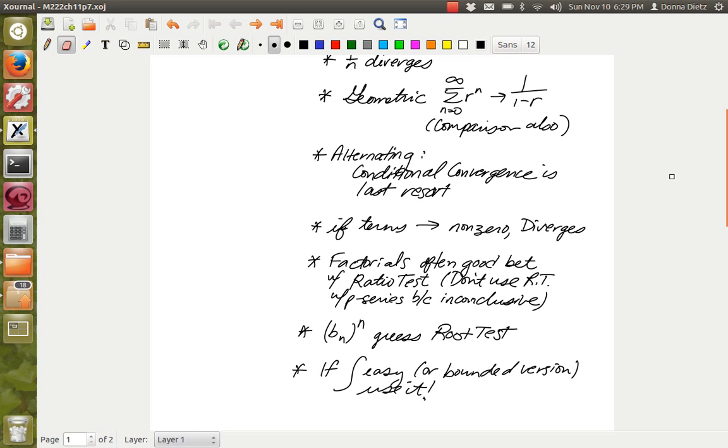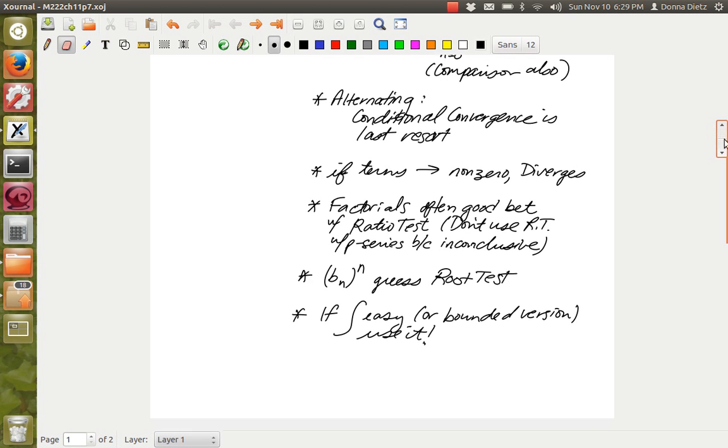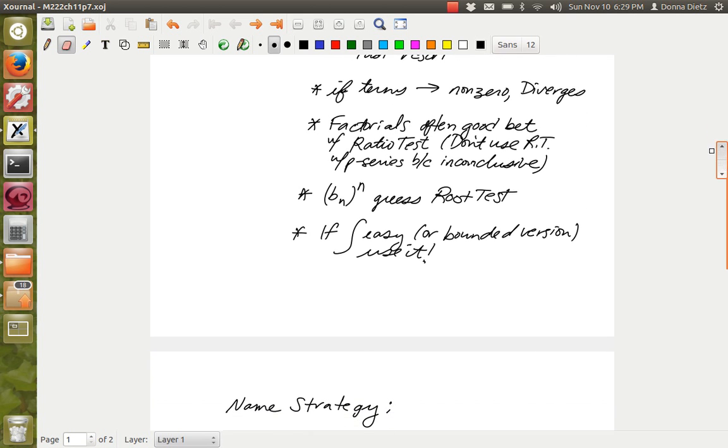If the terms don't go to 0, then obviously the series diverges. And sometimes when you're deep in the midst of everything else, you miss this obvious fact, so it's another thing to put on your mental list. Factorials are often a good bet for the ratio test, but beware: don't try to use the ratio test with p-series or things very close to p-series, because you'll just get 1 in the limit, which tells you absolutely nothing. Don't be tempted to think that the 1 means anything. If you get a 1, that means you used the wrong test.